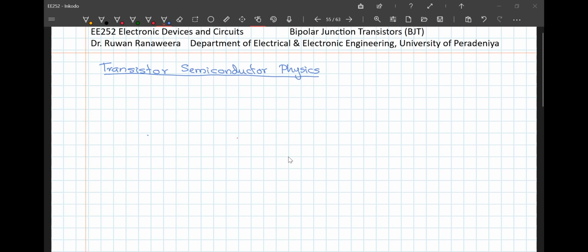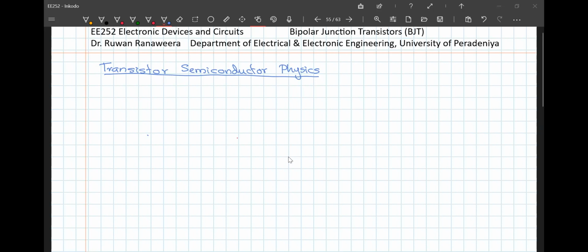And today we are going to talk about some transistor semiconductor physics. I'm pretty sure you talked about the basics of this under semiconductor physics, but let's try to capture what is very important for this part. Any questions so far? You guys can clearly hear me, right? Yes, sir, we can. Okay, thank you.